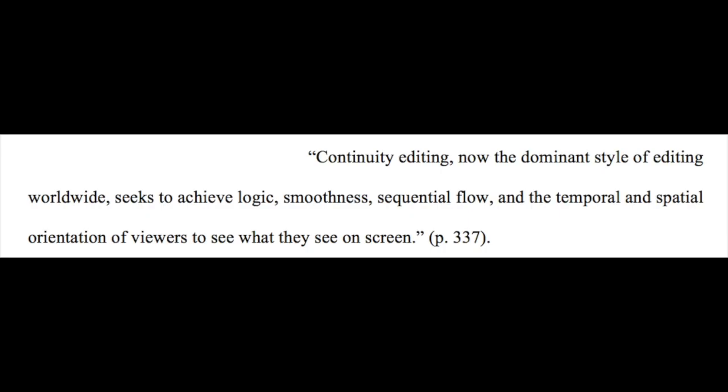According to the textbook, Looking at Movies, written by Richard Barsam and David Monahan, continuity editing, now the dominant style of editing worldwide, "seeks to achieve logic, smoothness, sequential flow, and the temporal and spatial orientation of viewers to see what they see on screen." This is probably the dominant editing technique because it is the best way to tell a story that makes sense to the audience.